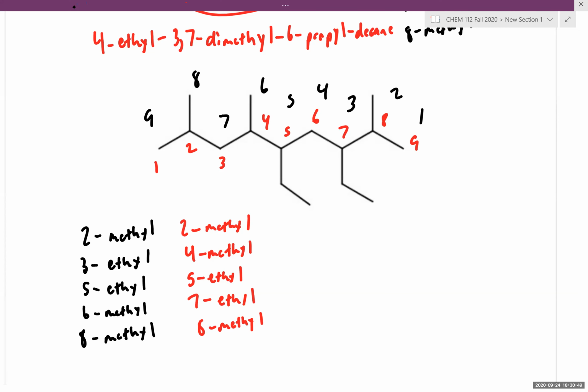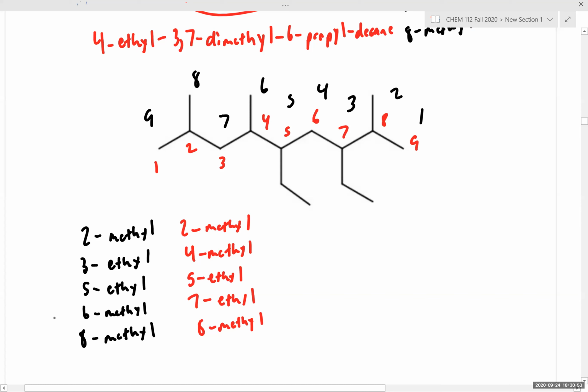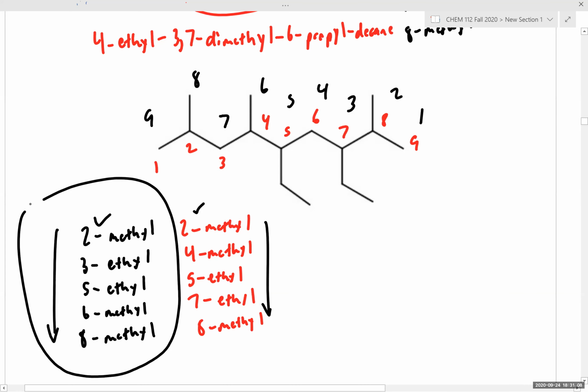So which numbering method gives us the lowest carbon numbers from start to finish? So sequentially. So we have a tie at 2, but now which method gives us the smallest carbon numbering? The black ink, exactly right.